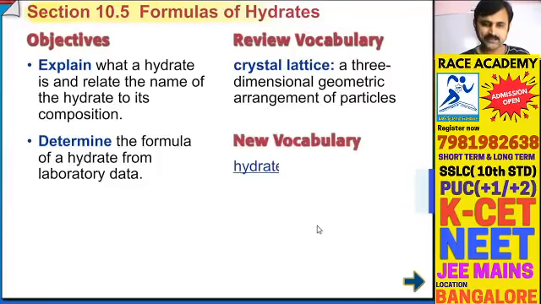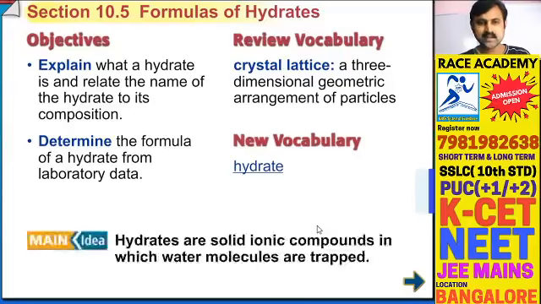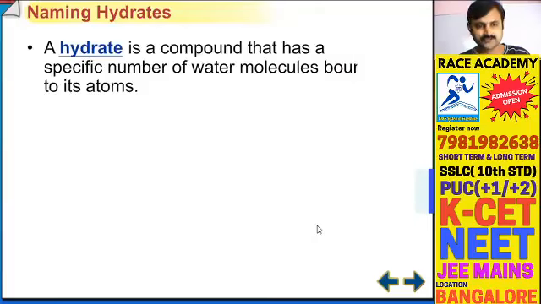The new vocabulary is hydrate, and hydrates are solid ionic compounds in which water molecules are trapped. That is the main idea, the formation of hydrates. Now we'll see the naming of hydrates. A hydrate is a compound that has a specific number of water molecules bound to its atoms. That means one water molecule may be there with the ionic compound, or two, or three. Depending on the number, you can name the hydrate.